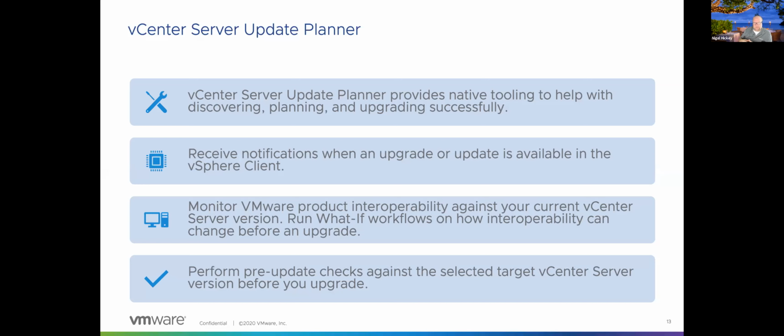So what this allows is it pops up and shows you that an update is available for vCenter Server. You can click on the update. You can go through and run an interoperability report to make sure that the version of vCenter Server that you want to apply to your environment is compatible with the other products in your environment, running a what-if workflow to see if it is compatible. You can also add other products to see if the compatibility is there.